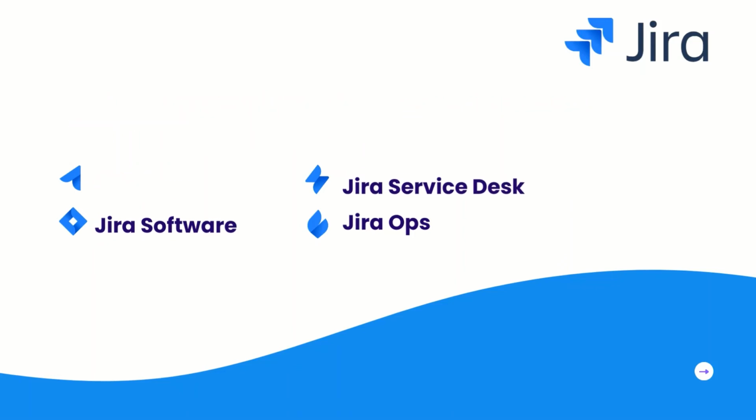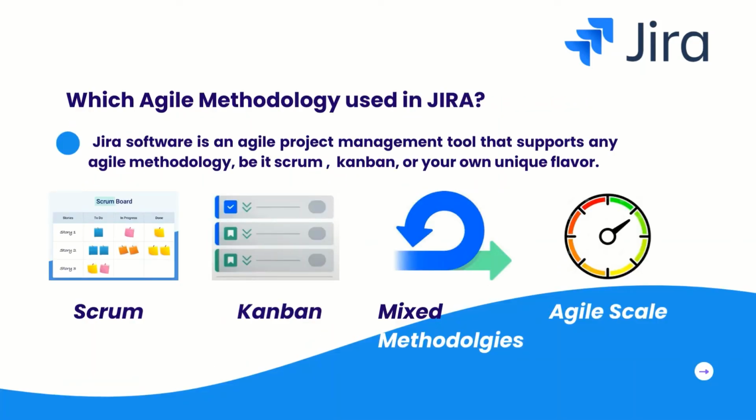Let's move forward. Which agile methodology is used in Jira? Most people who start to learn and use Jira have this question in their mind: which agile methodologies are used in Jira? So let me tell you, Jira Software is an agile project management tool that supports any agile methodology. It can be Scrum, Kanban, or your own unique flavor. You can use Scrum, Kanban, mixed methodologies, or agile at scale according to your requirements. Jira Software fits your framework, Scrum, Kanban, or your unique other one.